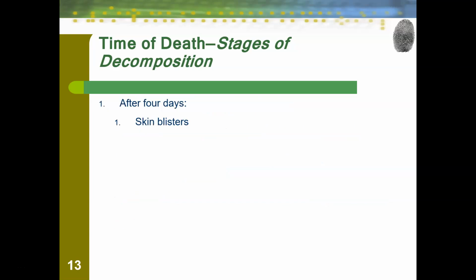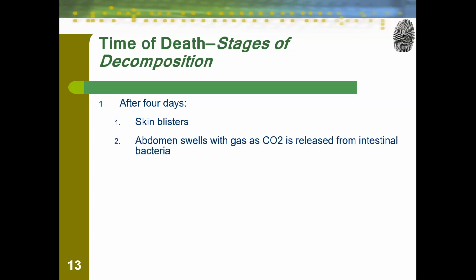After 4 days, the skin is going to have blistered. The abdomen swells with gas as CO2 is released from the intestinal bacteria. Keep in mind, your intestines are home to a whole bunch of good bacteria. They help you live your healthiest, best life. They don't die just because you died, and since you're not eating, they start breaking down you. So they're still living their best life and producing carbon dioxide. Normally, when they produce carbon dioxide, you release it in one form or another. But when someone's dead, they have no way of releasing it anymore.